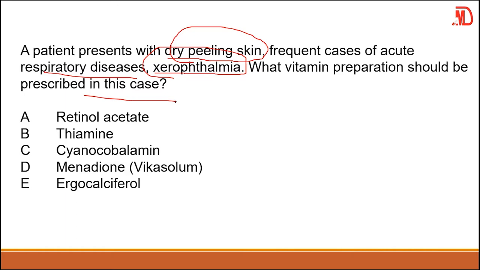Okay. So talking about the eye, what vitamin comes into your mind? Vitamin A. Exactly. And with vitamin A, we are dealing with retinol acetate. Its deficiency can cause some of these things and can even lead to blindness as well. So that is where our focus is. Don't let the skin and the respiratory diseases confuse you. Our main case is xerophthalmia, the inability to produce tears. So over here, A is our answer.